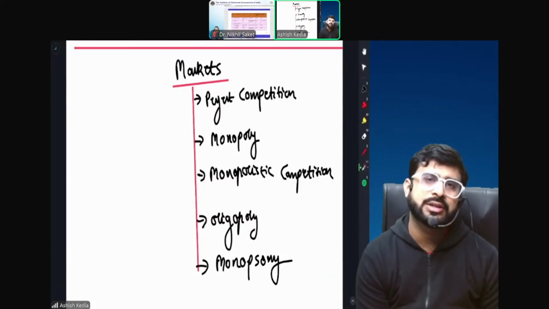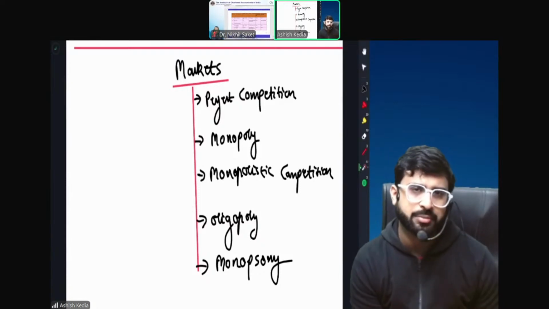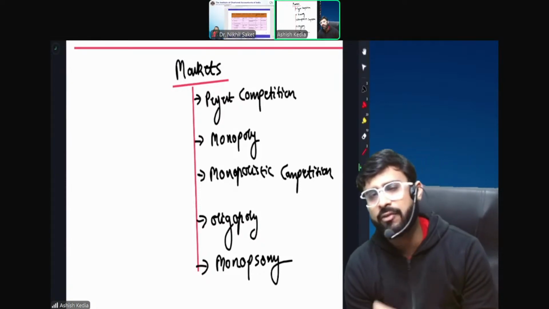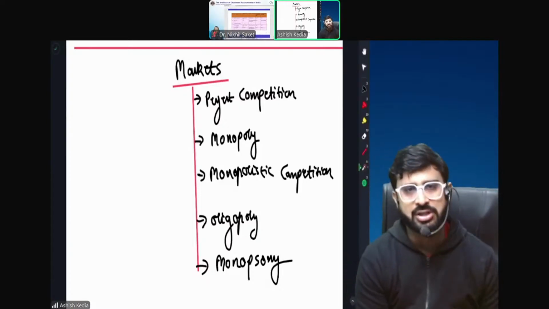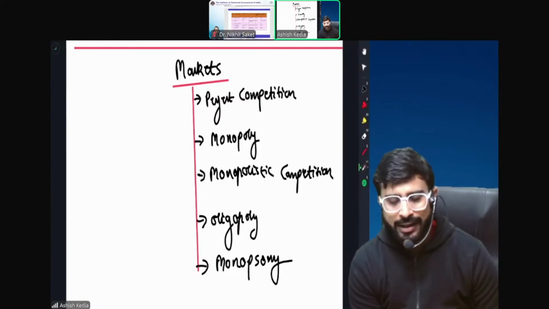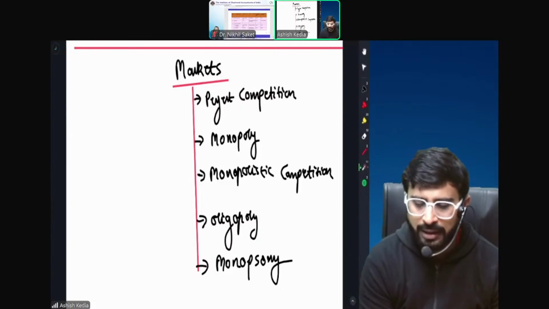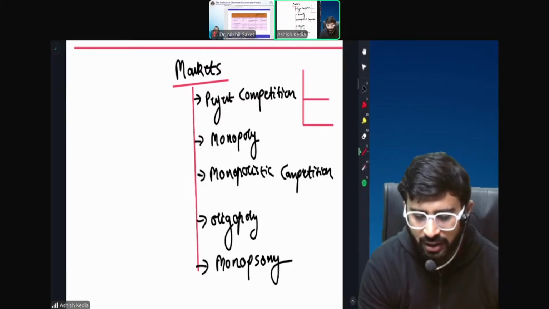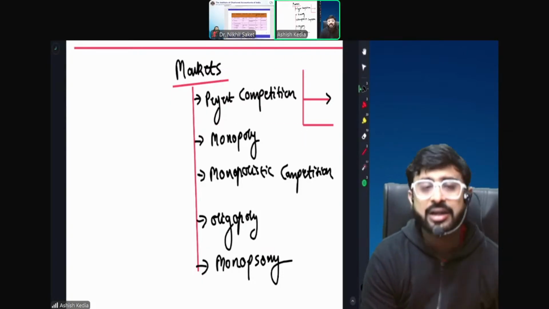Next, there is an assumption here that there are no transportation costs, and every buyer and every seller has perfect knowledge in this market. And how does the demand curve in this market look? Since firms are price takers.